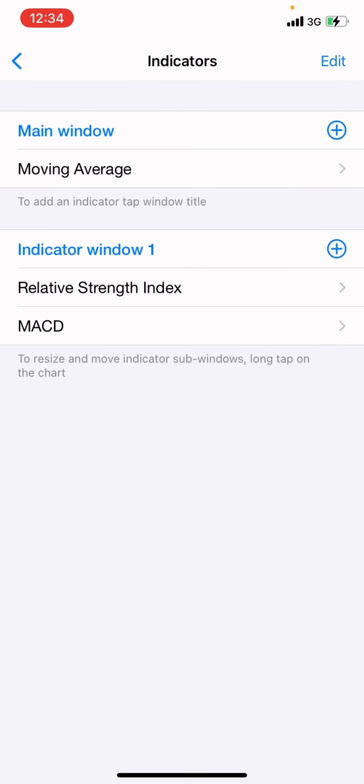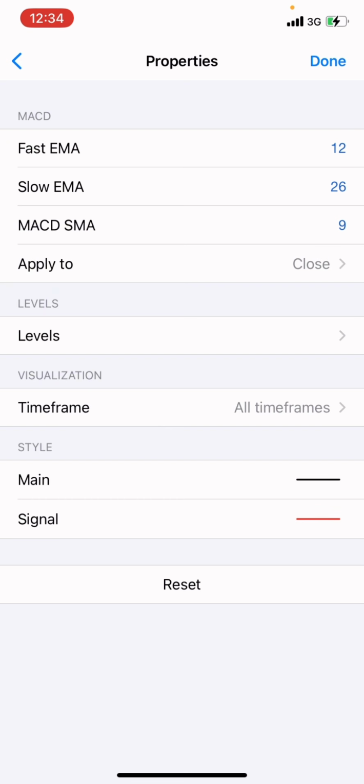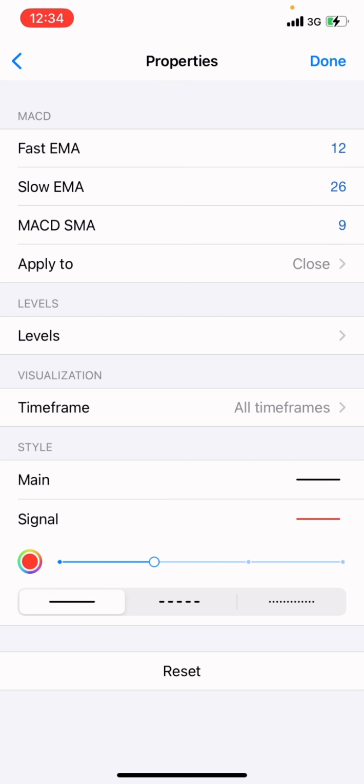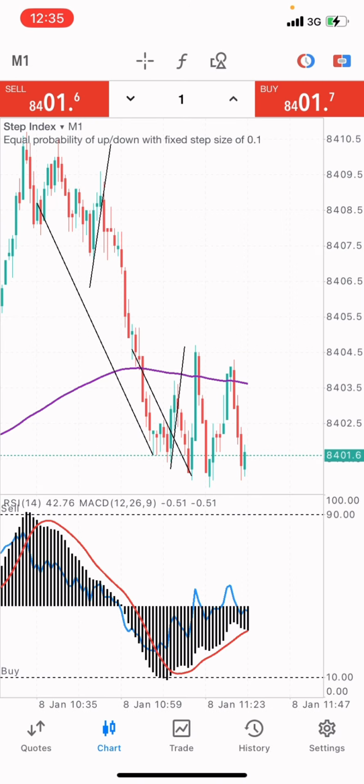And for the MACD indicator, the fast EMA on 12, slow EMA 26, while the MACD SMA on 9, right? Then you apply to close. The main color is black on 2 pixel. The signal is red on 2 pixel, while we're using the first trend line, which is this one right here. Then we click on done, right? So this is the perfect strategy for you to trade and grow your small account on Stepindex, right?